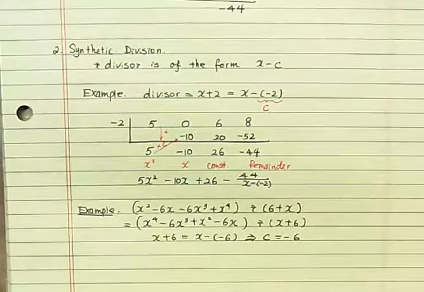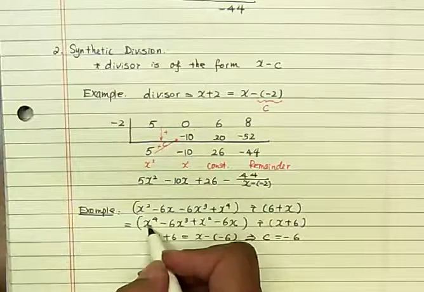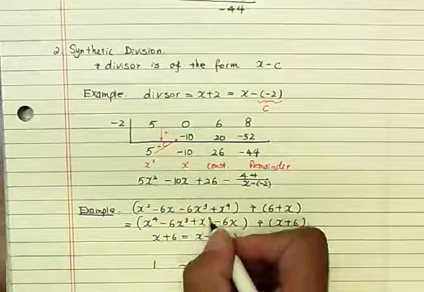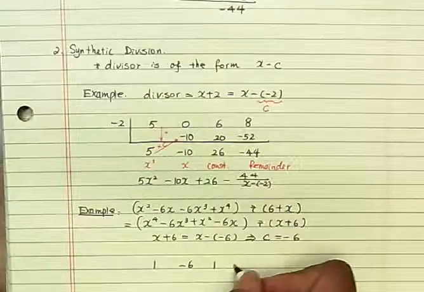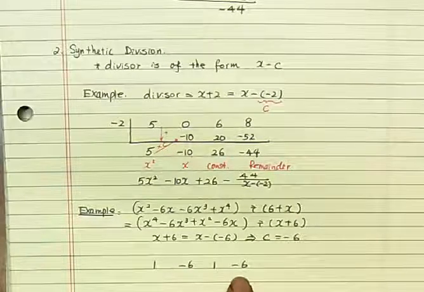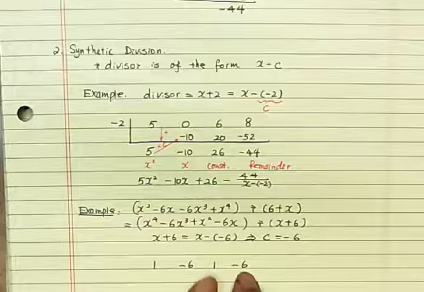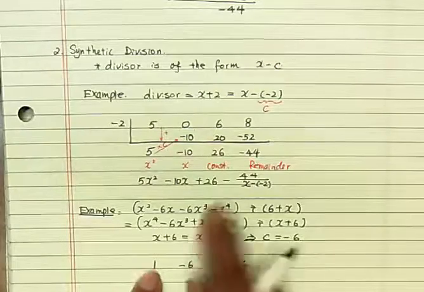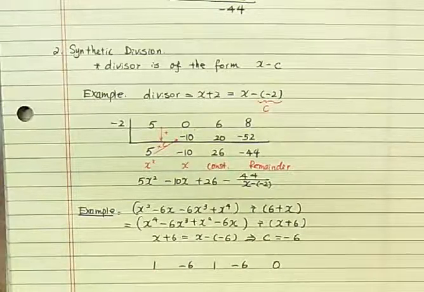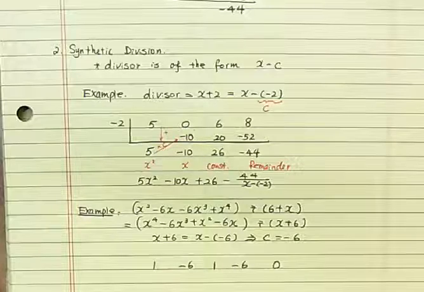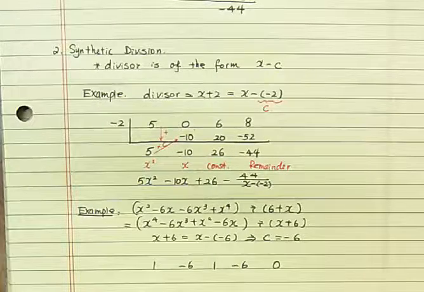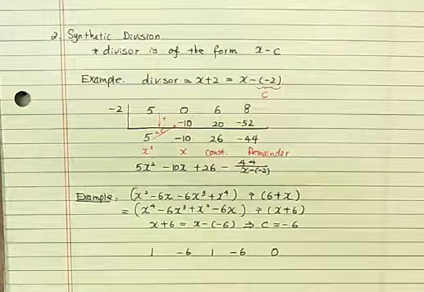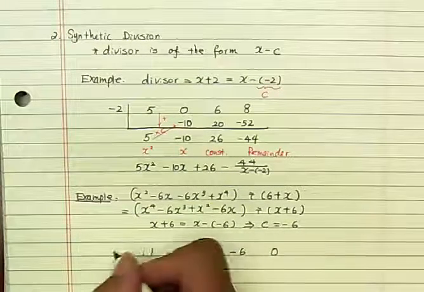So we are going to put down all the terms. The x to the fourth coefficient is 1, the x cubed coefficient is negative 6, the x squared coefficient is 1, the x coefficient is negative 6. Don't stop here, because this is different: the constant is missing, so we need to put a 0 for the constant. Don't miss any term. Just like you write 10 as 1 0, you cannot just write 1, because that would be the number 1, not the number 10. So the c in this case is negative 6.